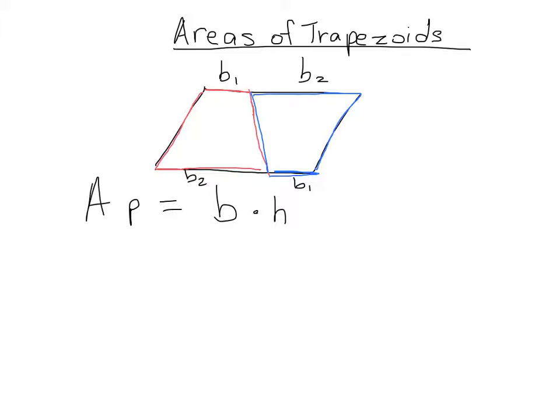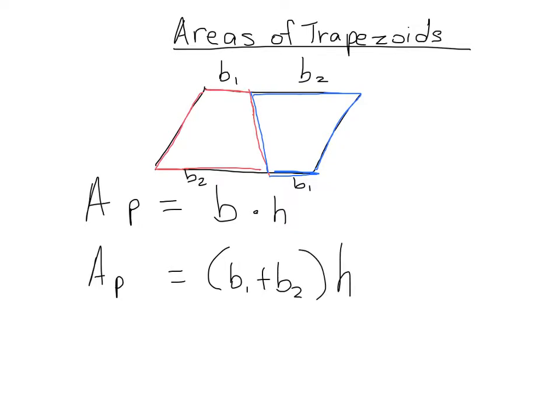All right, so now the overall base of our parallelogram is no longer just B, it's actually B1 plus B2. So our base here is B1 plus B2. So the area of the whole parallelogram, I'll call it P for short, is B1 plus B2, the base of that parallelogram, times its height.